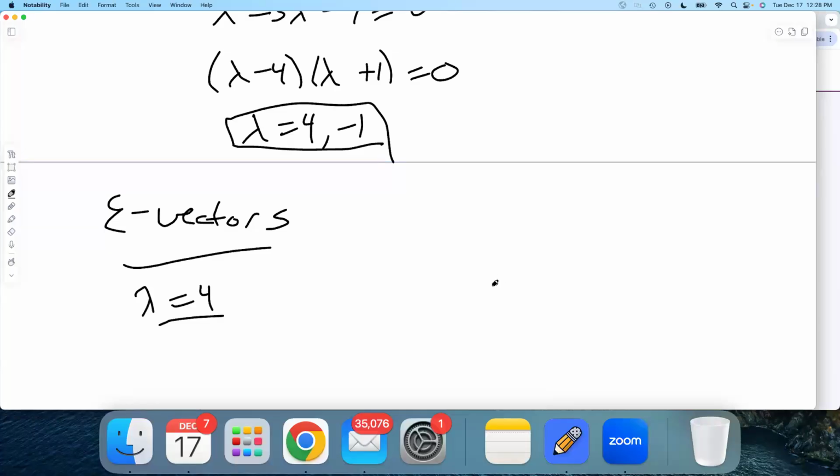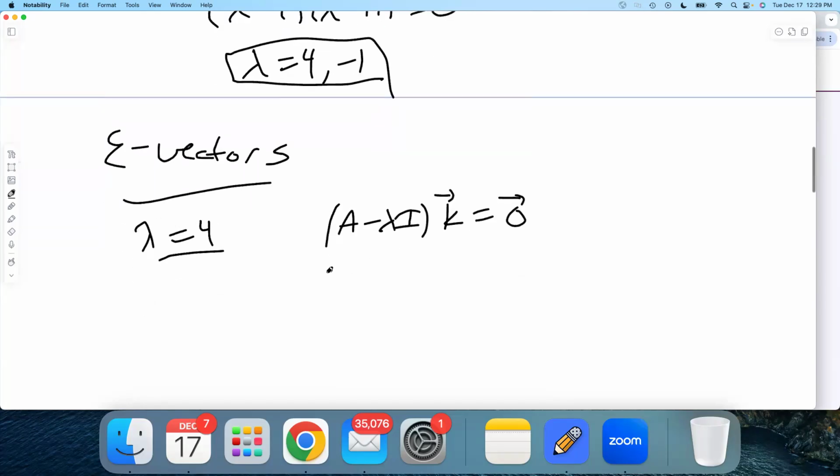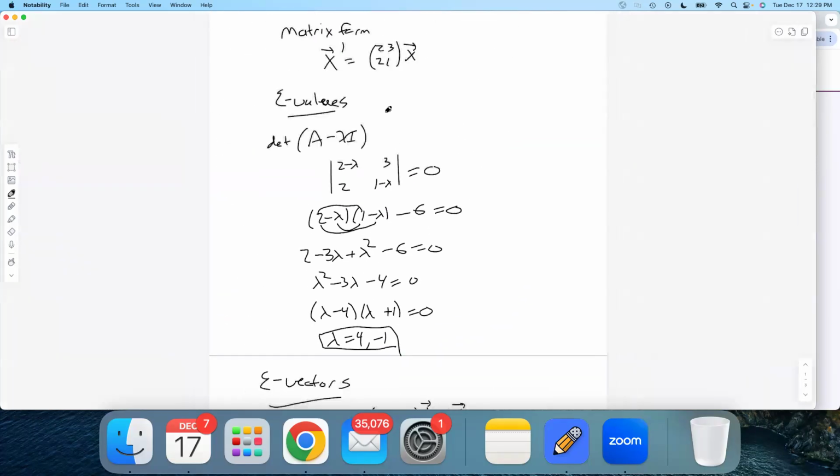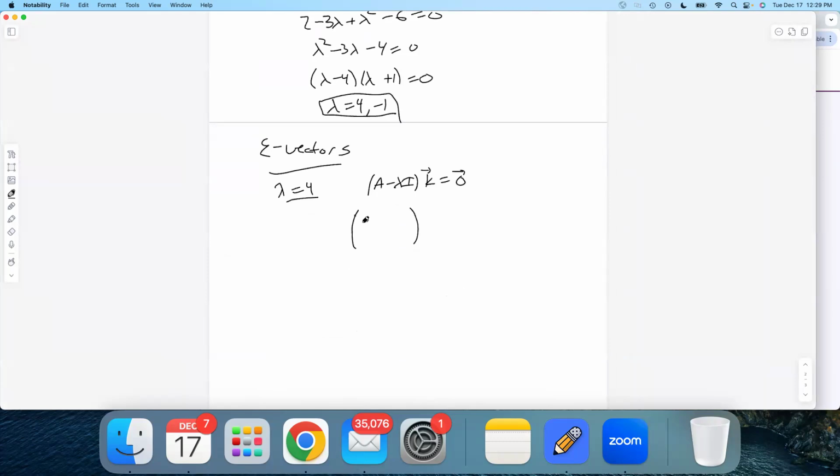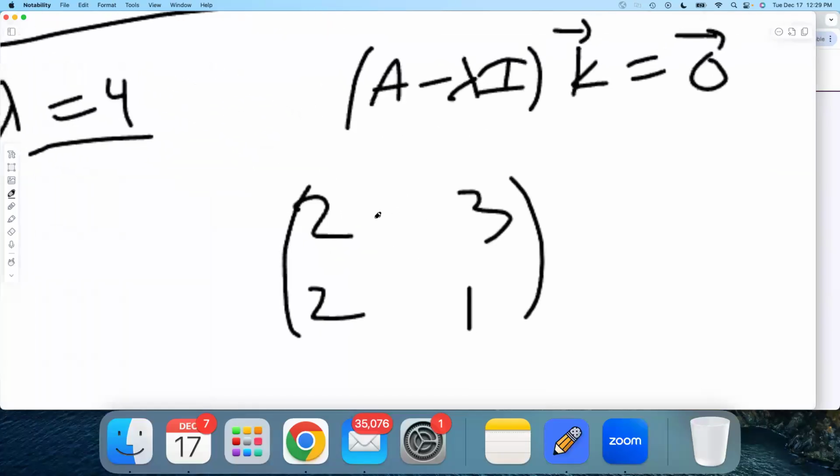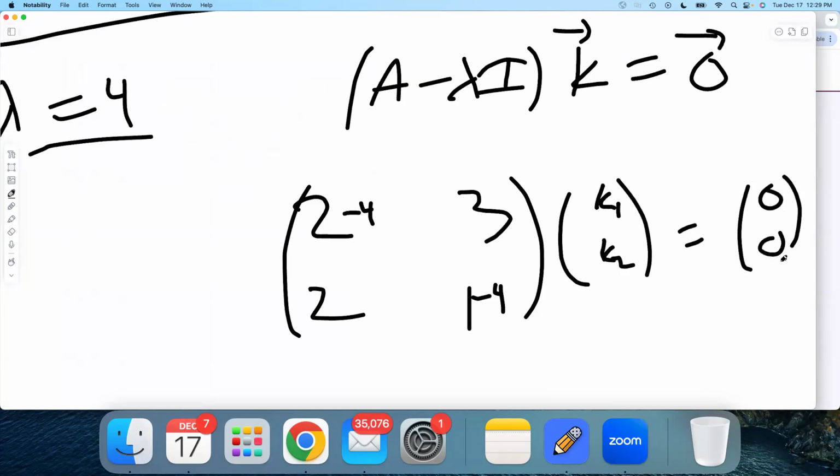Remember, I showed you in the last video 2 different ways to find your eigenvectors. The easy way is A minus lambda I times your vector k should equal the 0 vector. Don't forget that this is a vector over here. Okay, so what's A minus lambda I? Take your matrix A, 2, 3, 2, 1, and subtract lambda along the main diagonal. So here, minus 4, minus 4. And that's times the vector k1, k2 should equal the vector 0, 0.